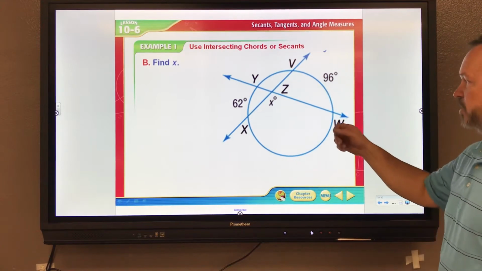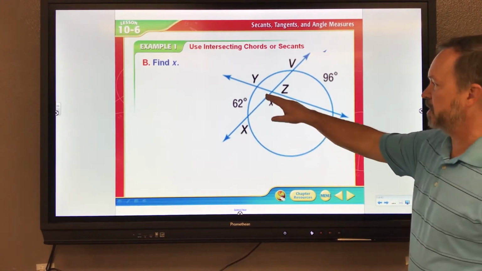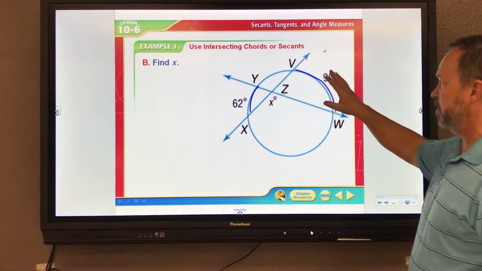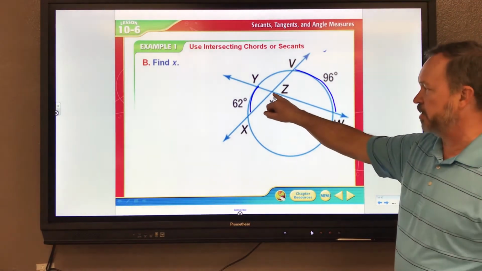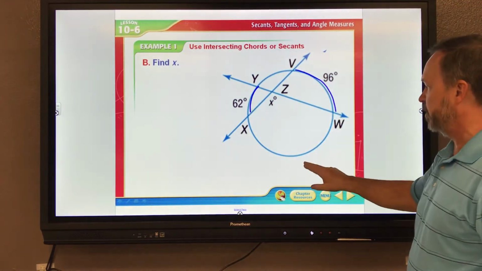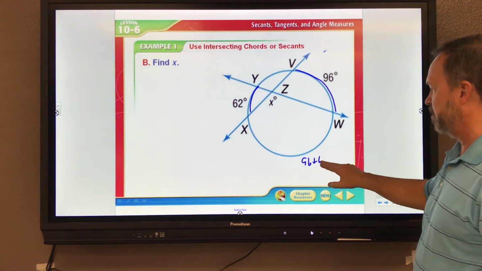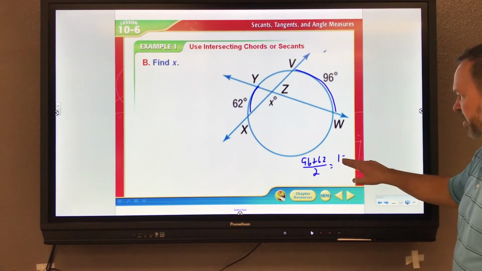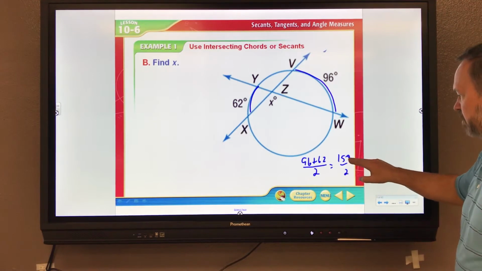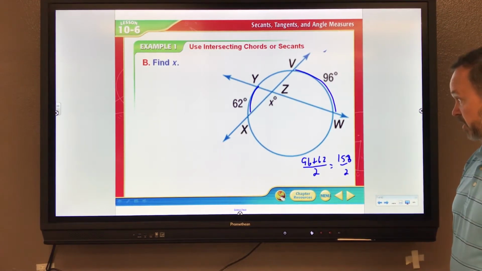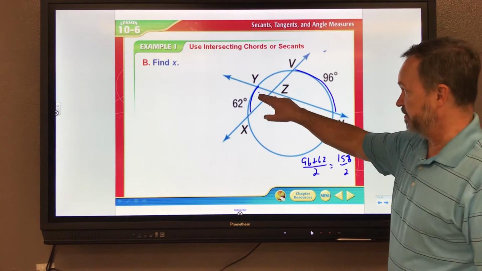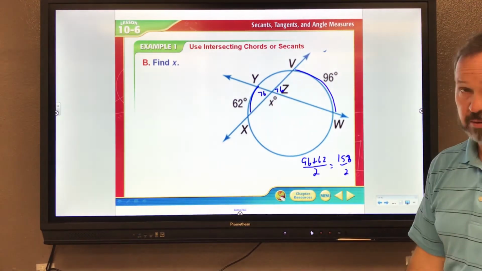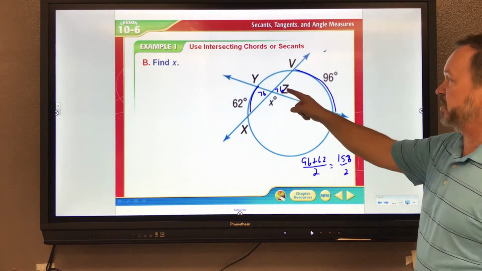So find x. Here's x. They've given us that this arc is 62 and this arc is 96. So if we're thinking average here, which, you know, this is not at the center, you add the 96 and the 62 and divide by 2. So that's 158, I believe, divided by 2, which is 76. So that's 76 and that's 76. It's just not the answer to the question. Be careful.